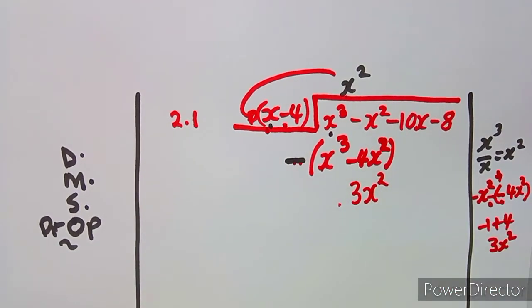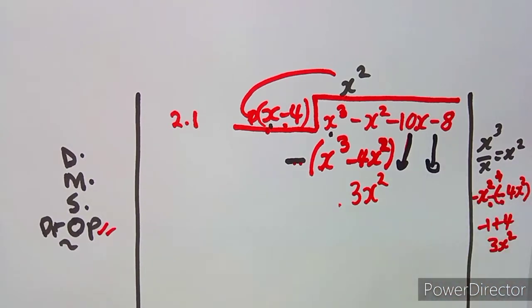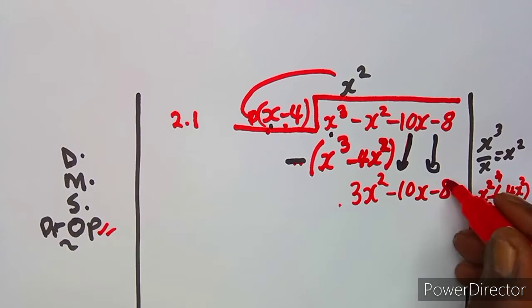So you have subtracted, you drop the terms down. So you're going to drop these terms. All right, let's just put it this way. You drop this and you also drop this. So it's going to be minus 10x minus 8. All right.